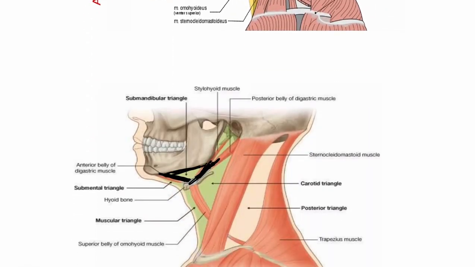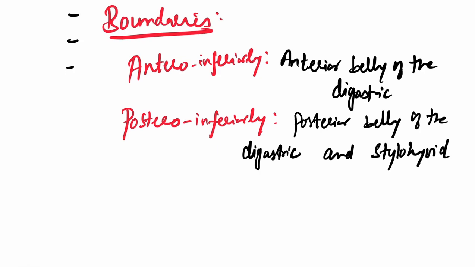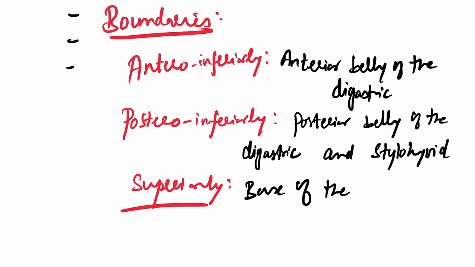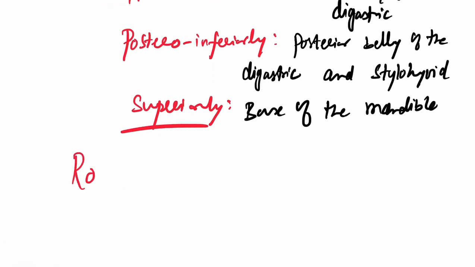Hope this triangle which I have marked with this black color is clear to you, the boundaries of the digastric triangle. Superiorly, or it is also known as the base, it is formed by the base of the mandible bone and a line which joins the angle of the mandible to the mastoid process.